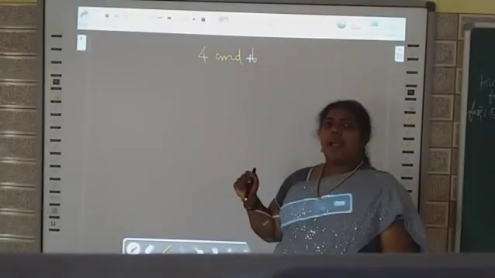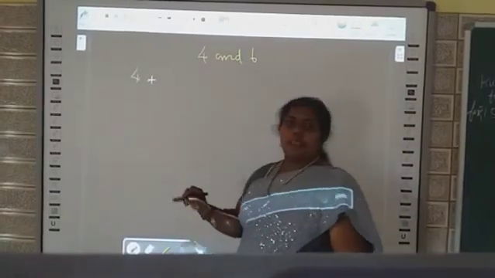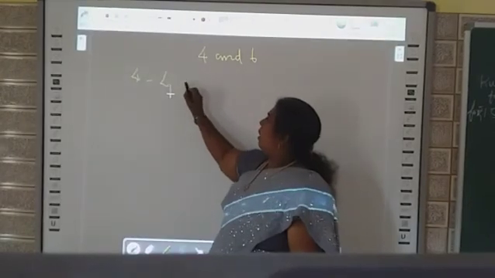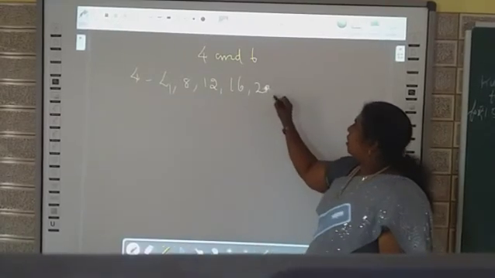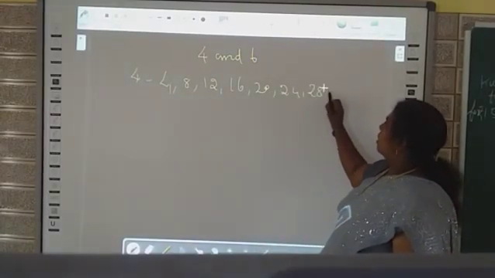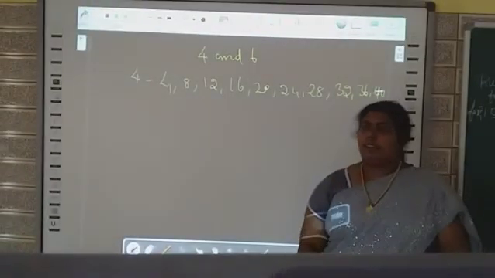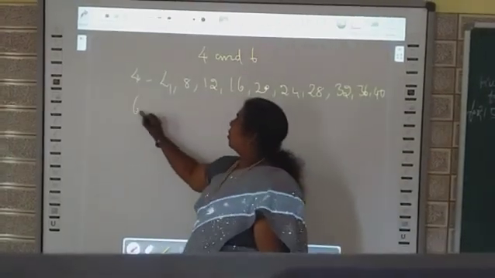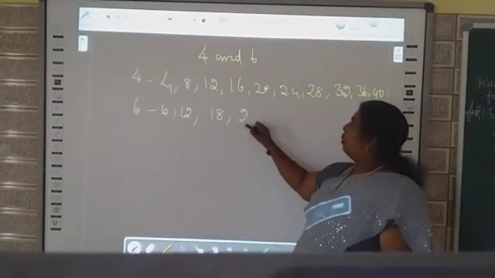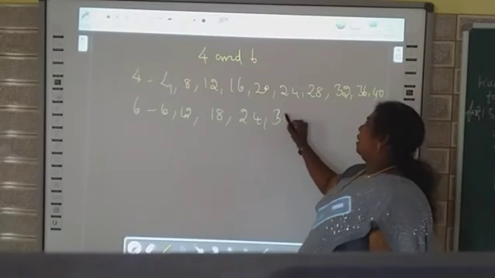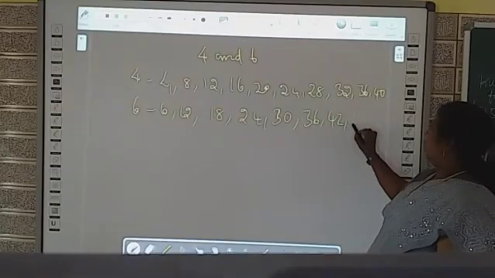See the example 4 and 6, okay? To find the lowest common multiple, first you have to write the multiples of 4, okay? 4 is 4, then 8, then 12, 16, 20, 24, then 28, 32, 36, 40. Isn't it? Yes. Next, multiples of 6: 6, 2 sixes are 12, 3 sixes are 18, then 4 times 6 are 24, 5 times 6 are 30, 6 sixes are 36, 7 sixes are 42, 8 sixes are 48, right?